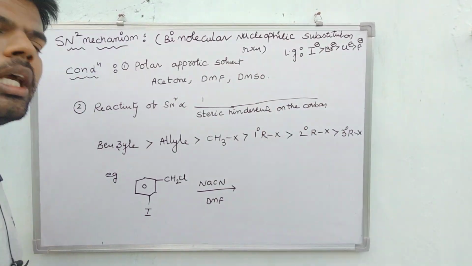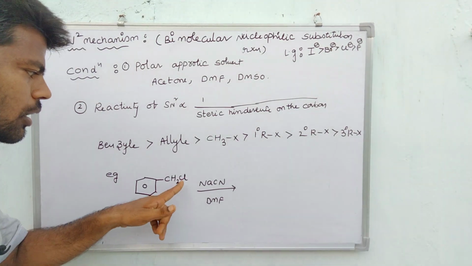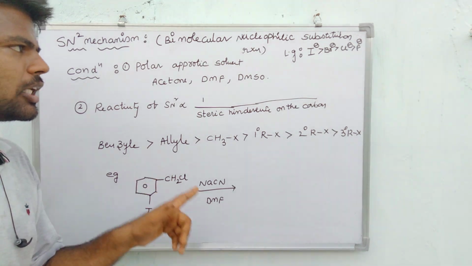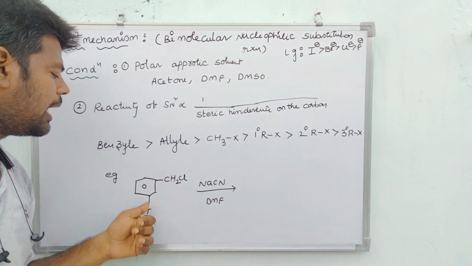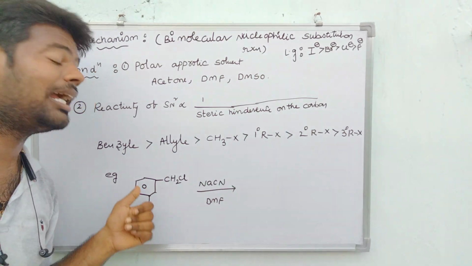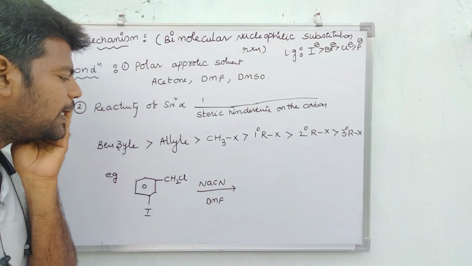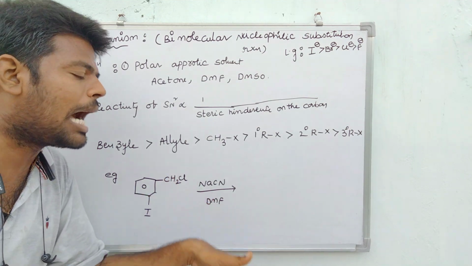This is the actual order. But here, observe, chlorine is there and iodine is there. We expect that iodine is more reactive, but the iodine is connected to the benzene ring, whereas the chlorine atom is connected to the carbon ring.